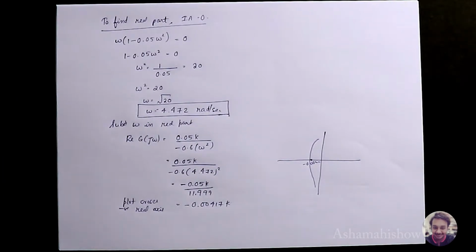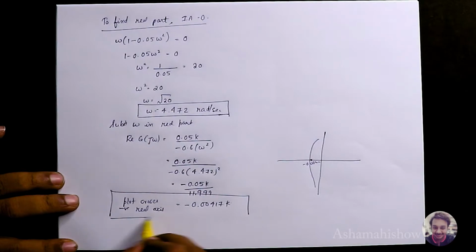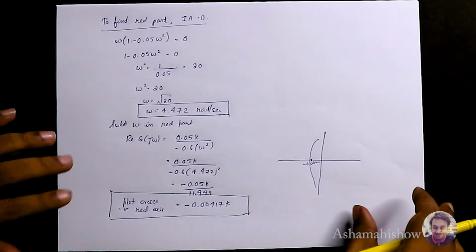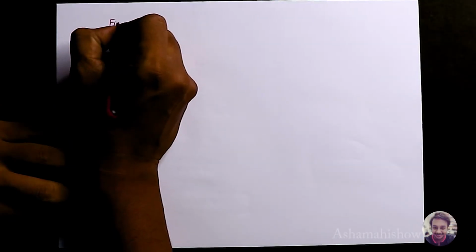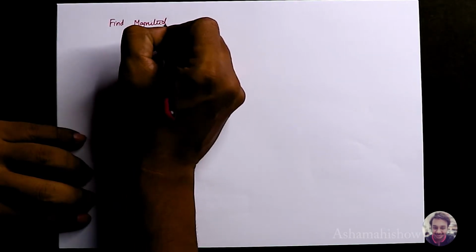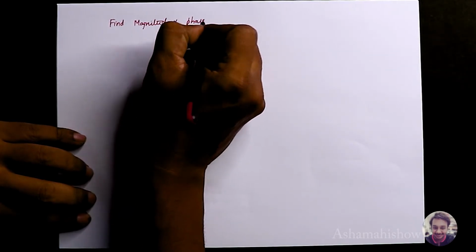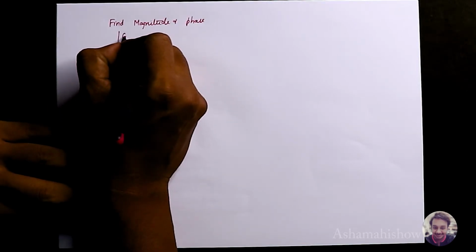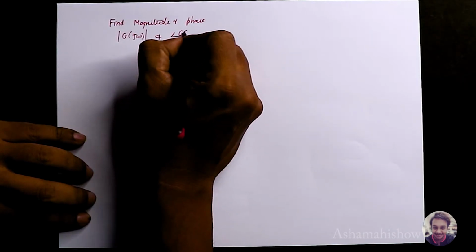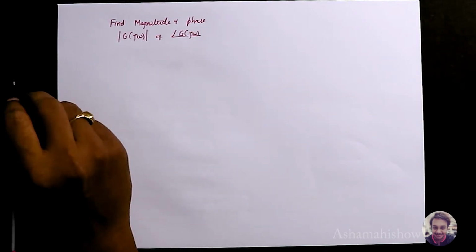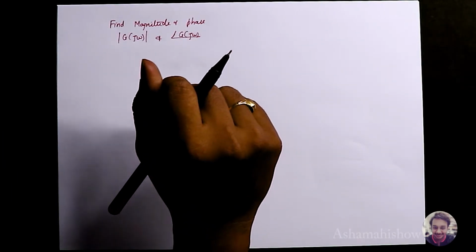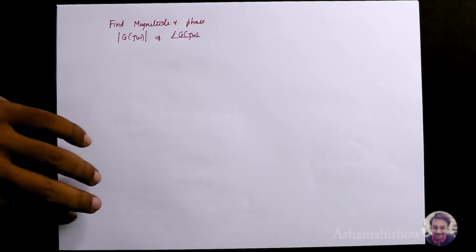Okay, now we got one part. Now we need to find the magnitude and the phase. So the next part is to find the magnitude and phase. You have to find your magnitude, which is modulus of G of j omega, and your phase, which is angle of G of j omega. Magnitude and phase started from the Bode plot itself. So let's do it quickly.